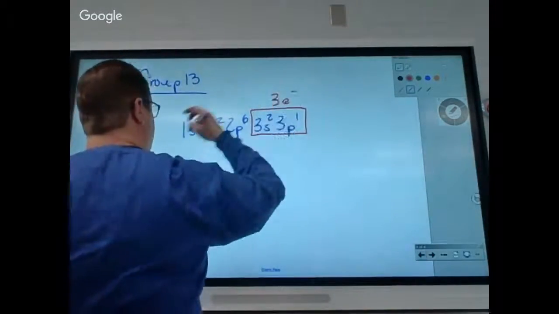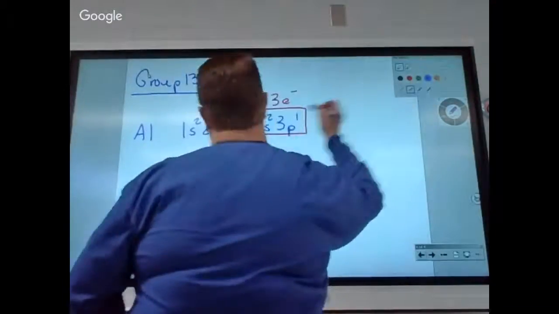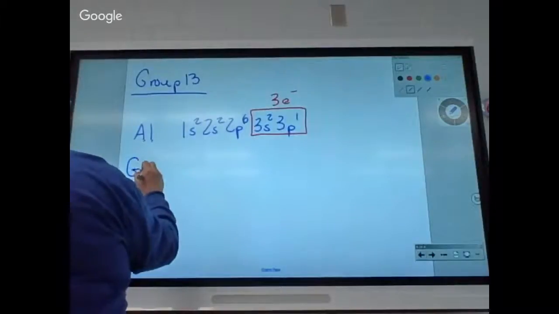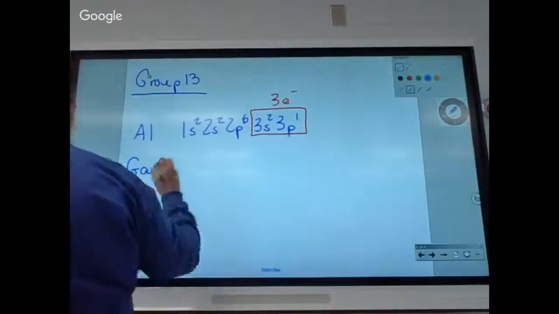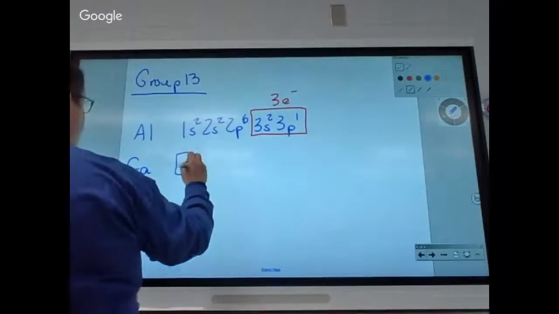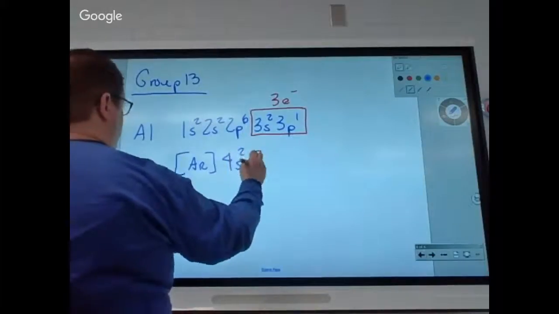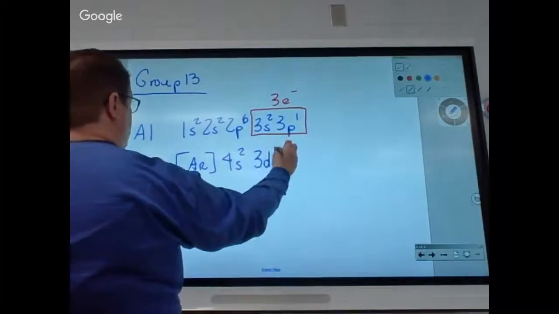Now, everybody would follow this same pattern. Even if I do a second one, just to illustrate, let's do gallium, which has 13 electrons. I'm going to do it in shorthand because I don't want to write a ton here. Argon, 4s2, and this illustrates what Nikaya was asking me also.